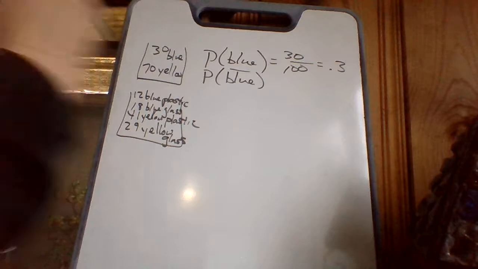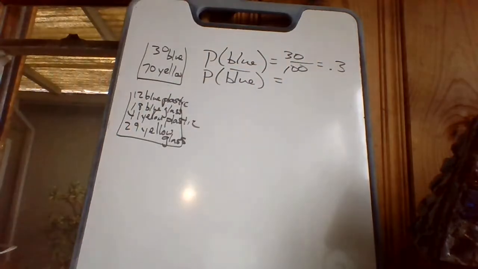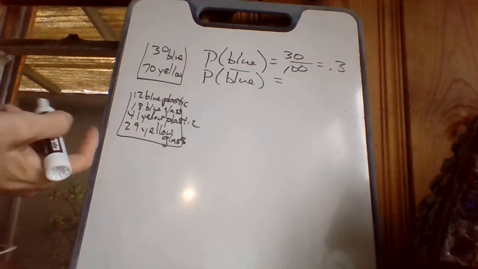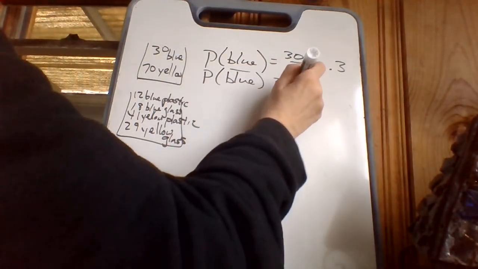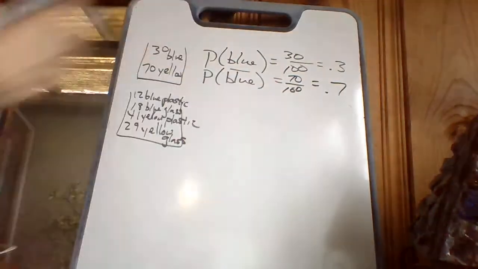Probability of not blue. Okay, that's, well, the others. Not blue, actually, the yellows. So there's a 70 out of 100 on not blue.